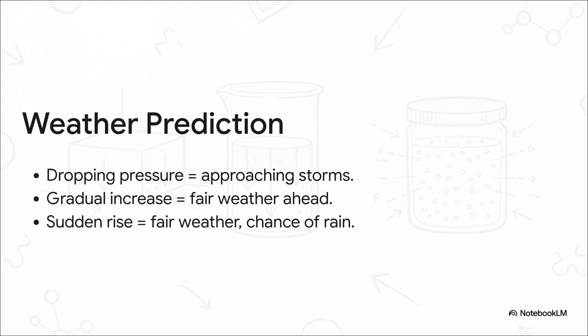By monitoring how much that invisible air weighs down on us from day to day, meteorologists can virtually predict the future. If atmospheric pressure is dropping, it usually means a storm or even a massive cyclone might be rolling in. A gradual increase in pressure forecasts fair, calm weather. But a sudden rise, that typically means fair weather, but with a good chance of rainfall. Our entire weather system is driven by these subtle shifts in the density and weight of the air.